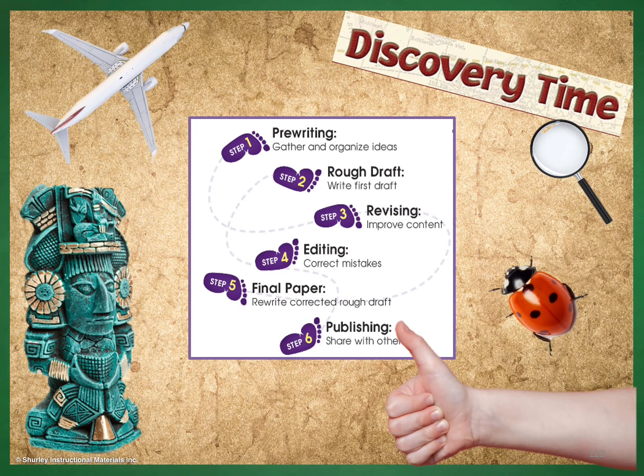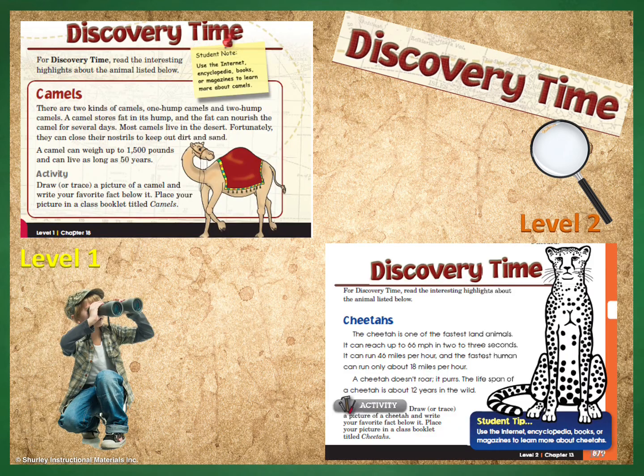Since you've been teaching them how to work through the writing process, they will feel more confident working independently on a writing activity like the ones found in Discovery Time. Discovery Time activities will ask students to do a little bit of grade-level research to complete the activity or writing task. Here, you can see the Discovery Time lesson in Level 1 is on camels, and in Level 2, the lesson is on cheetahs. Basic information about each animal has been provided to spark some interest in the student.